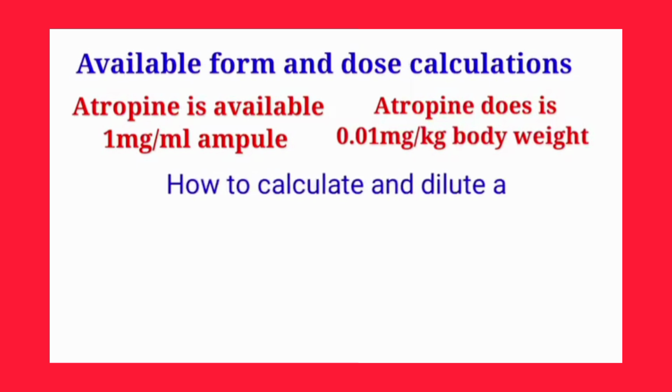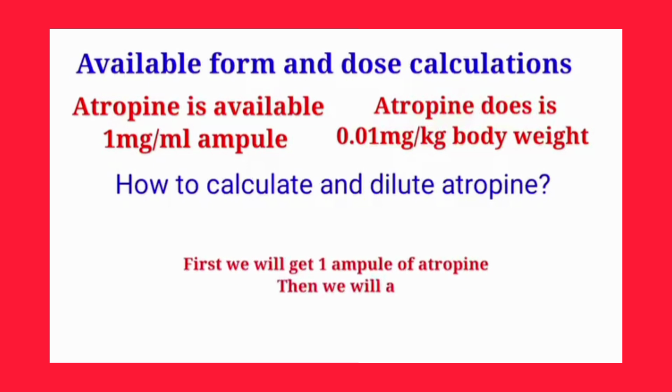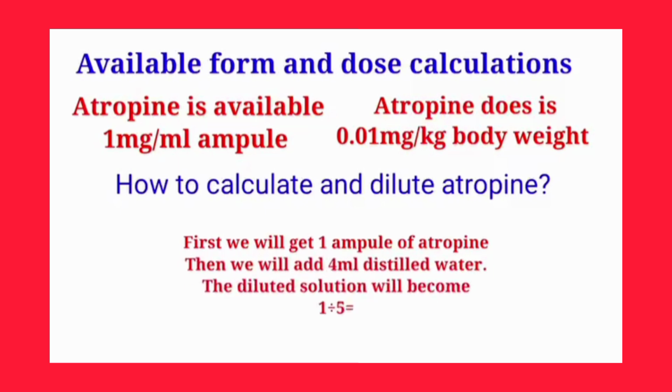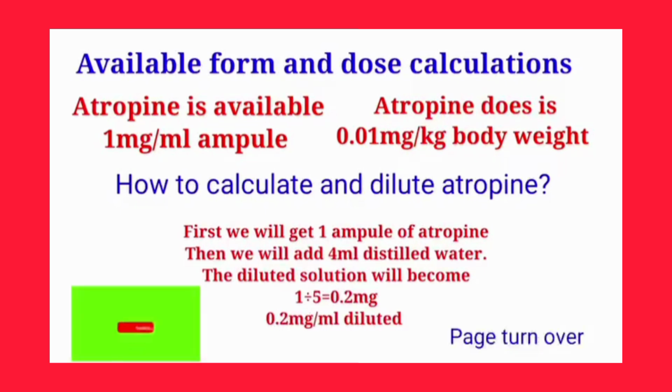How to calculate and dilute atropine? First, we will get 1 ml vial of atropine, then we will add 4 ml distilled water. The diluted solution will become 1 plus 4 is equal to 5 ml, so 0.2 mg per ml diluted.